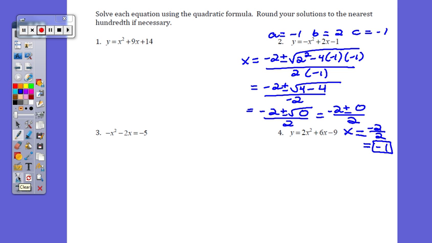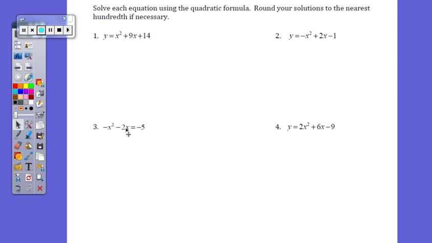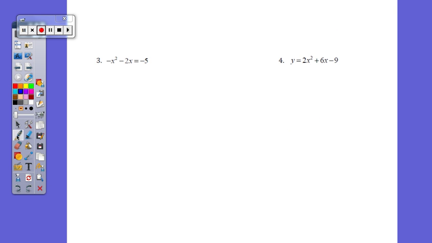All right, now we're going to move on to number 3. I'm going to move this up a little bit so I have more room. Again, number 3 is already a little bit different. This is set equal to negative 5, so I need to move that negative 5 over to the other side. I need to set it equal to 0 before I can use the quadratic formula, before I can factor. We've learned with quadratics that I can't factor anything until it's set equal to 0, and I also can't use the quadratic formula unless it's set equal to 0. So I'm going to add 5 to both sides, and so it's plus 5 is equal to 0.